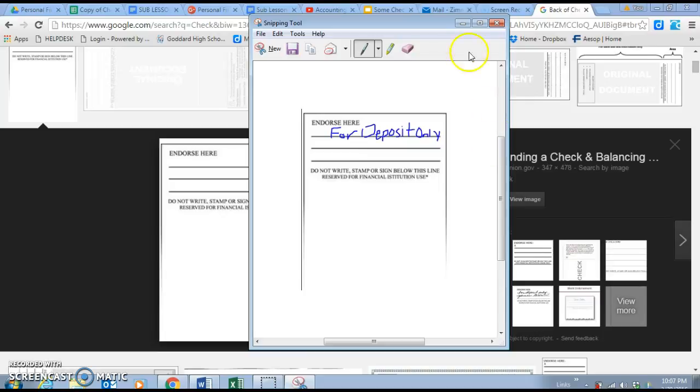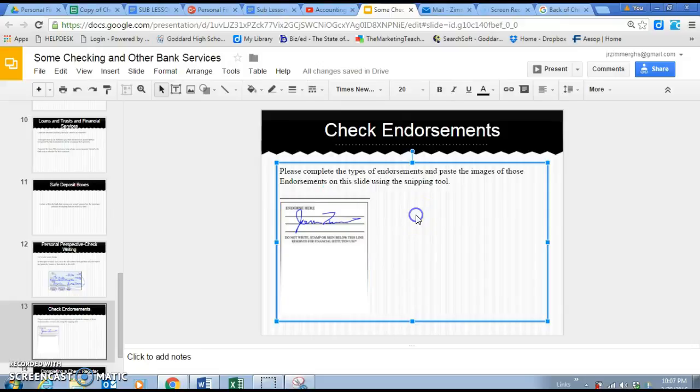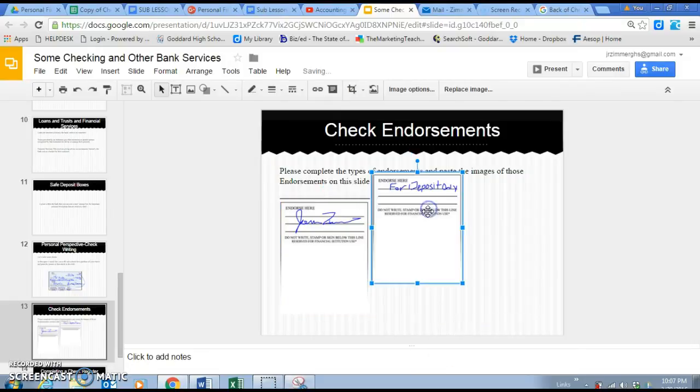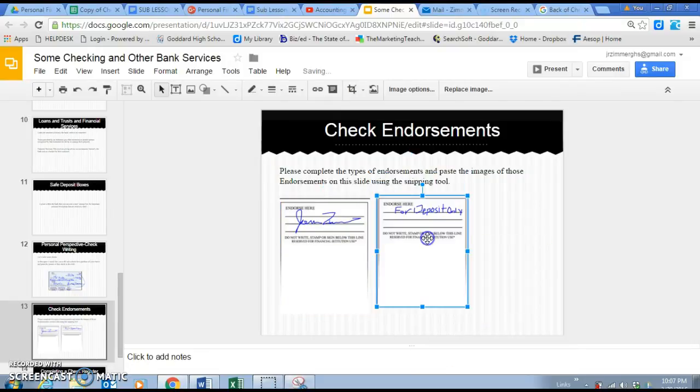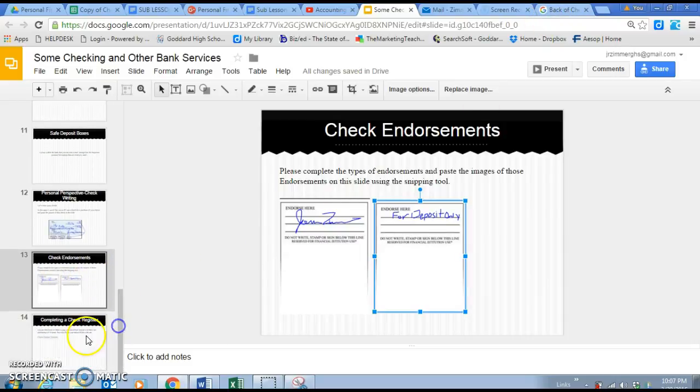All right, let's go ahead and copy this one and paste it in there as well. This is a restrictive endorsement. Come over here, right click and paste. We got our restrictive endorsement and our regular endorsement, or our open endorsement, if you will. I'm going to go back. I'm sorry, I'm going to go down a slide.